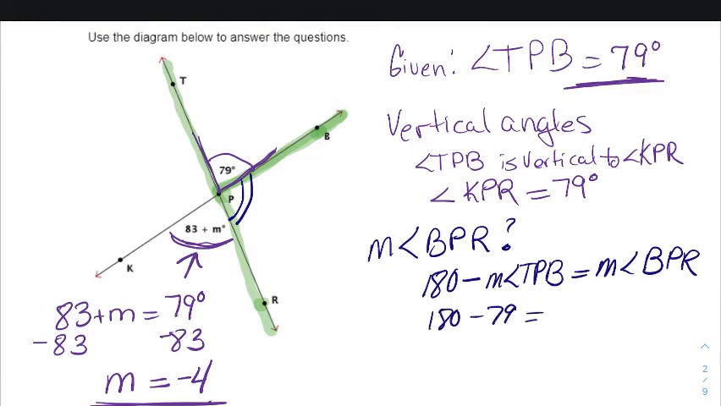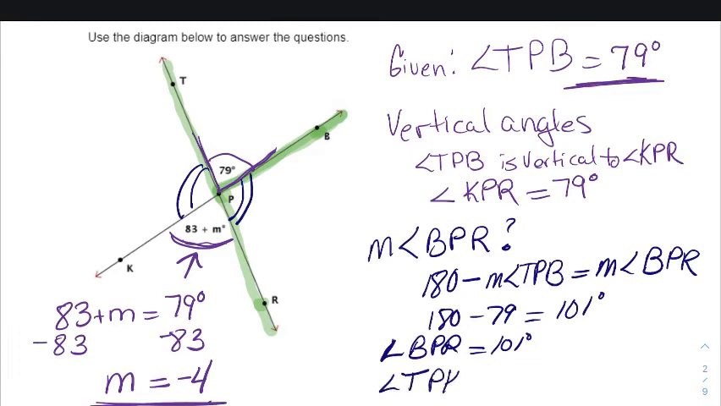So let's do that. 180 minus 79 is going to equal 101 degrees. So now we know that the angle BPR equals 101. And by the definition of vertical angles, we should also recognize that the angle TPK is vertical to BPR, so it is also 101 degrees. Not too bad.